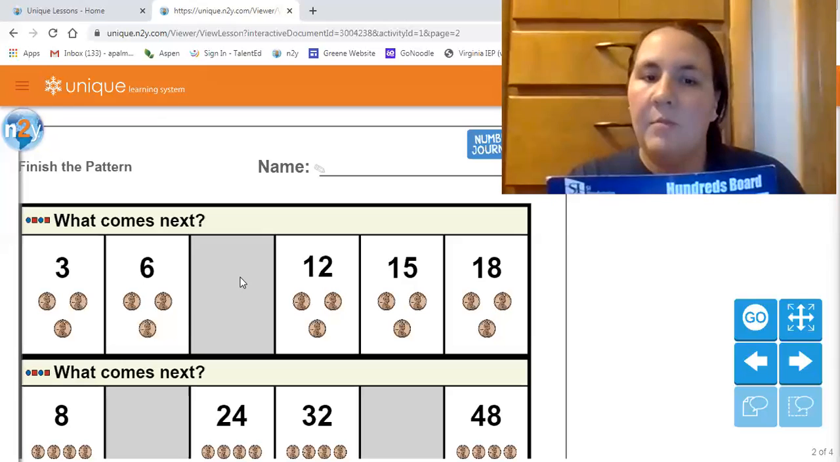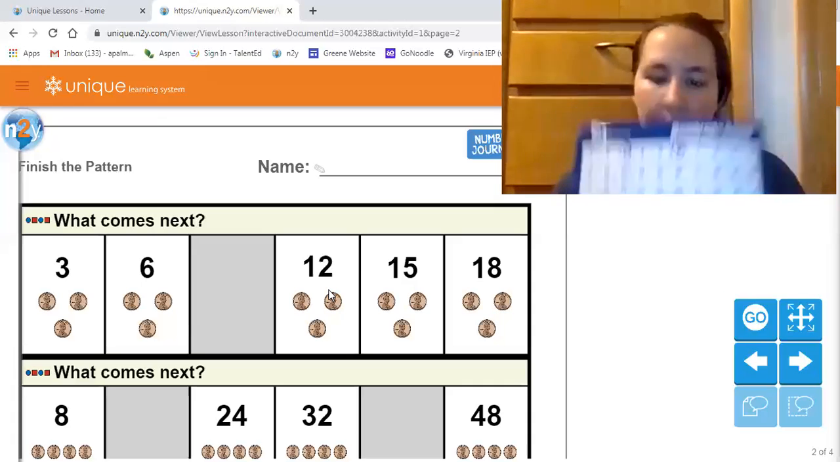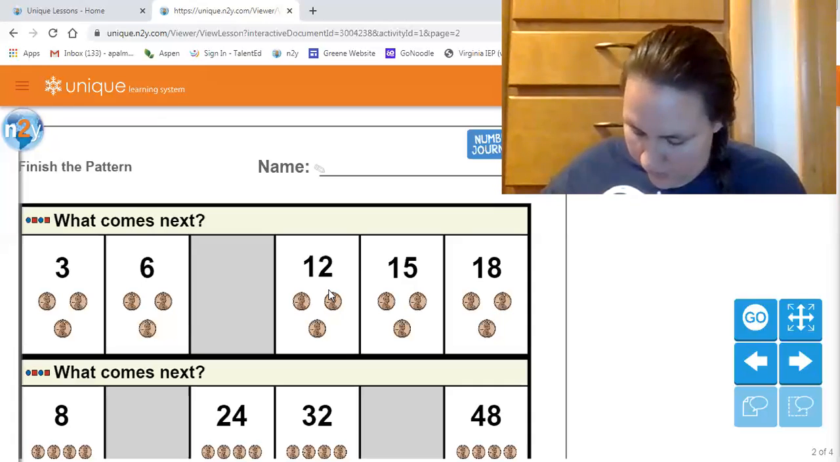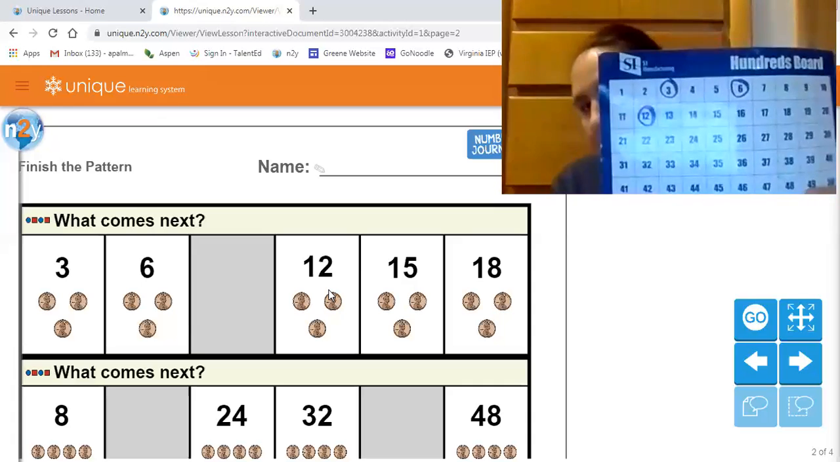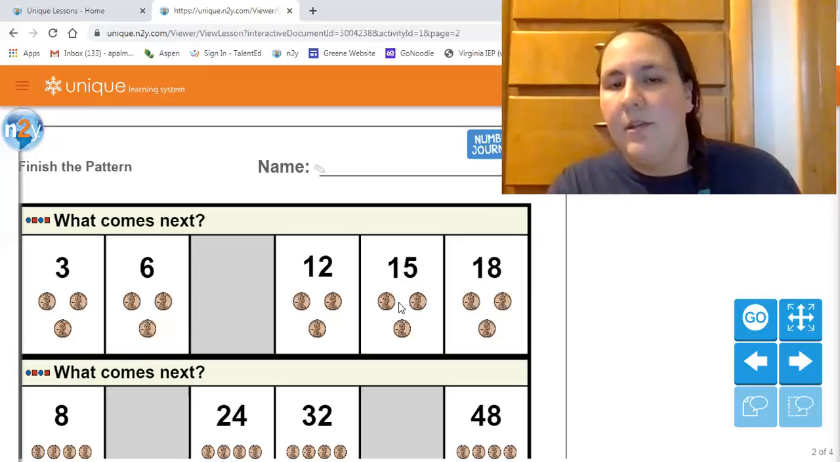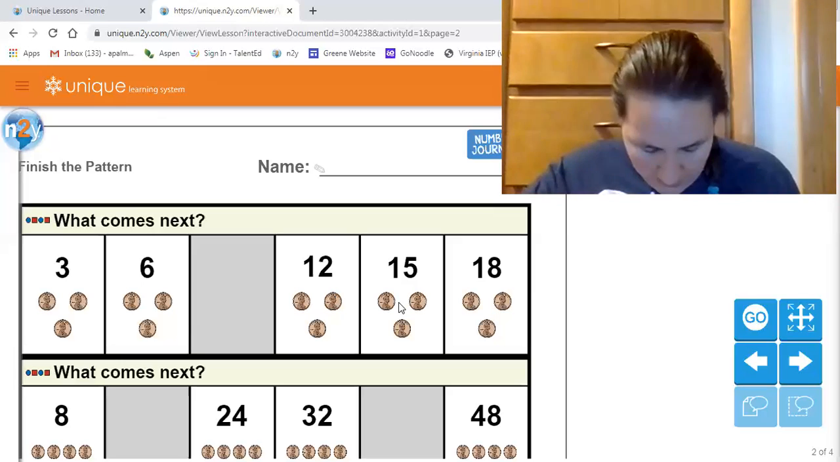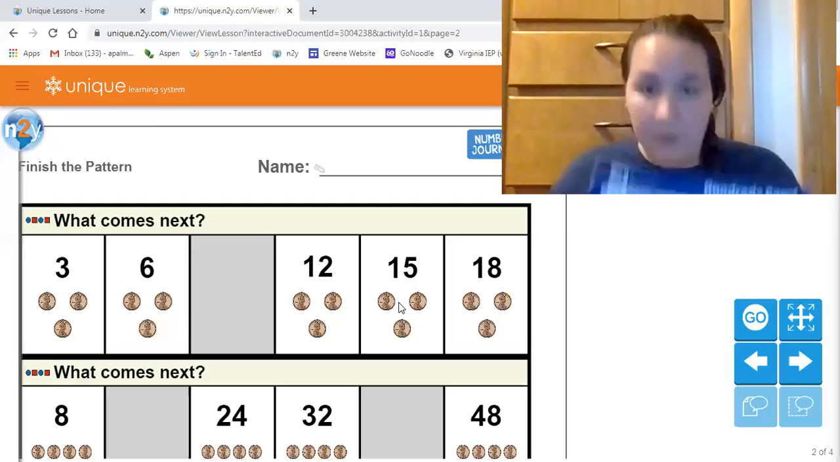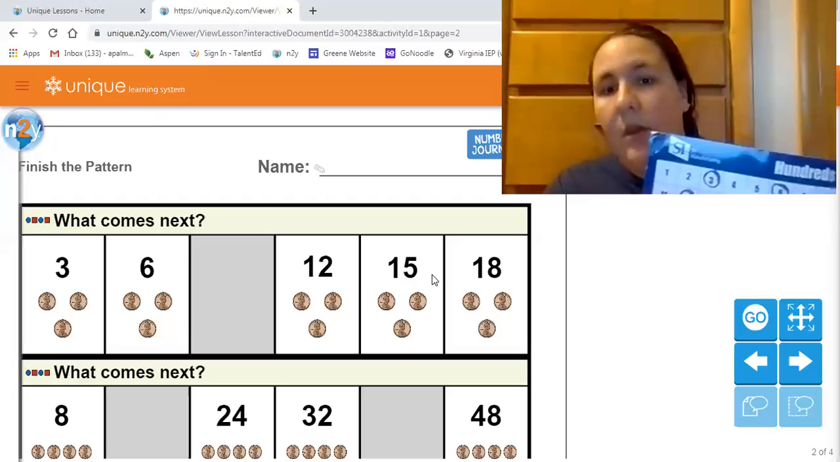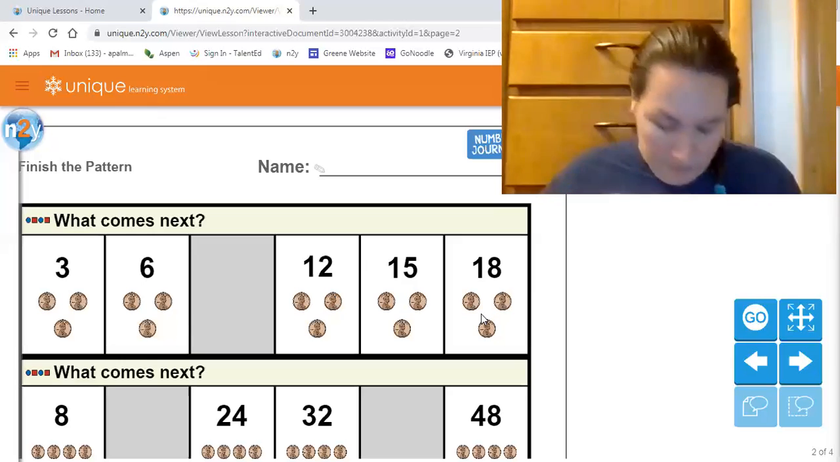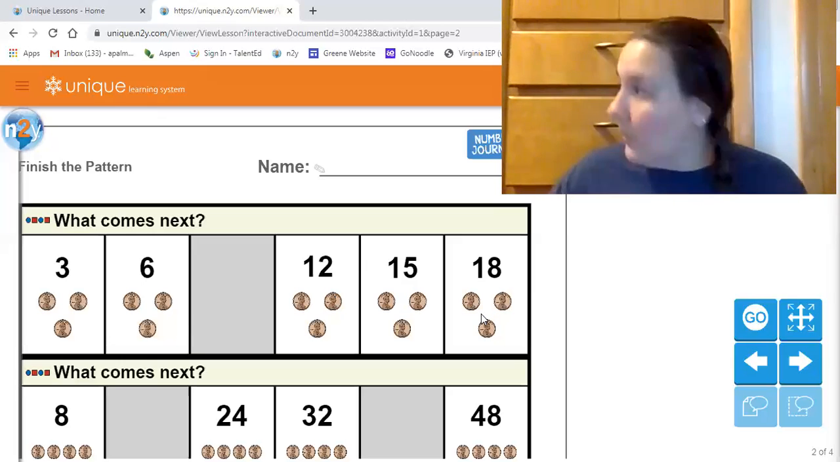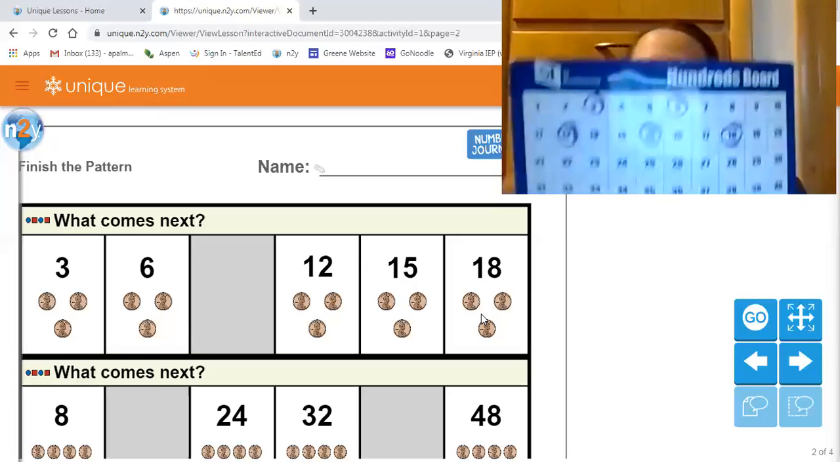And I have a blank spot, so I'm going to come back to that. What number comes after the blank spot? 12. Very good. So I'm going to go to my 12 and circle that. Okay. And then my next one is a 15. Very good. I'm going to circle that. Okay. And then I have an 18. So I'm going to circle that one. Okay. So I circled all my numbers.